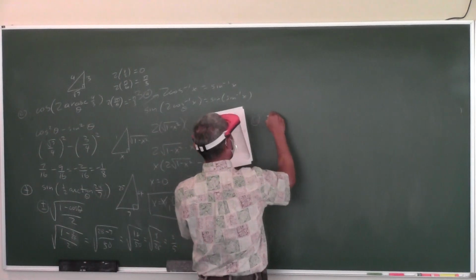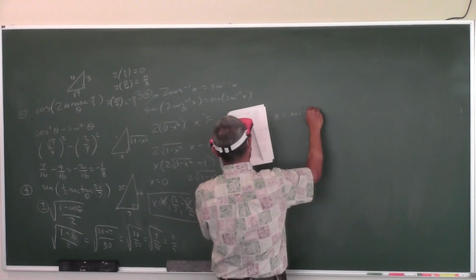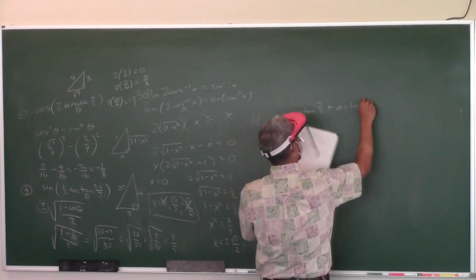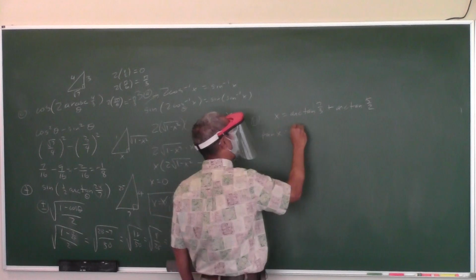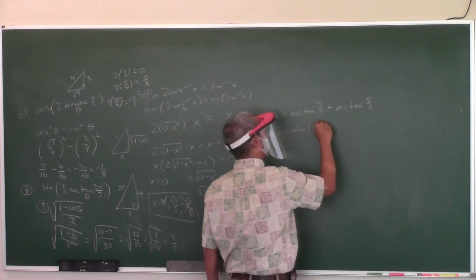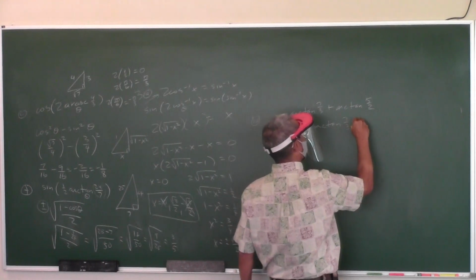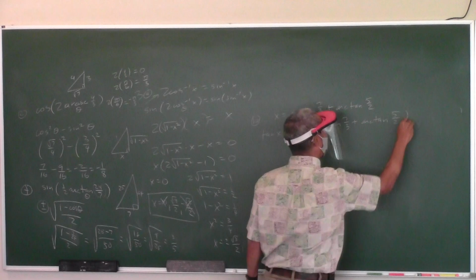Okay, B. Okay, here's your original equation. Okay, most people tangented both sides. In fact, I think everybody did. Nobody took the challenge. Cosine or sine both sides. Arc tangent 5 over 2.